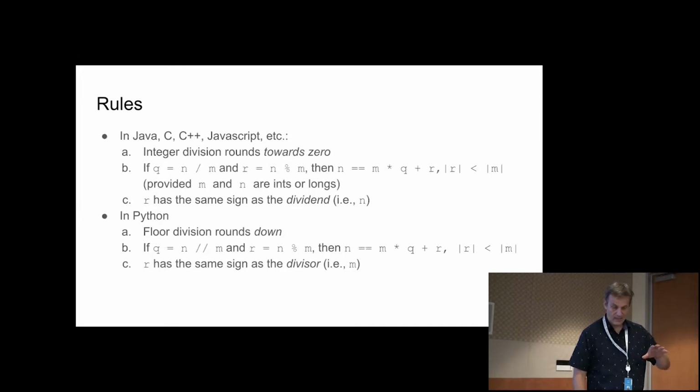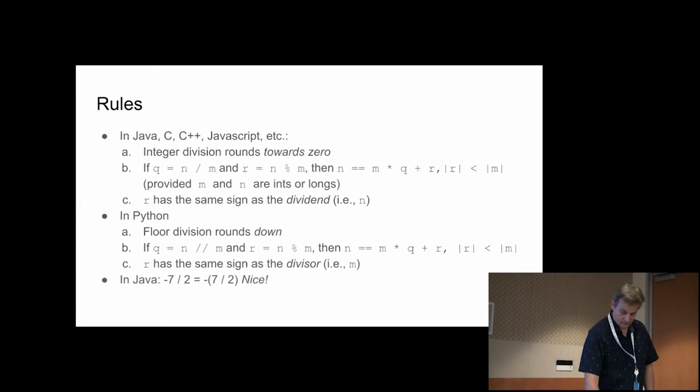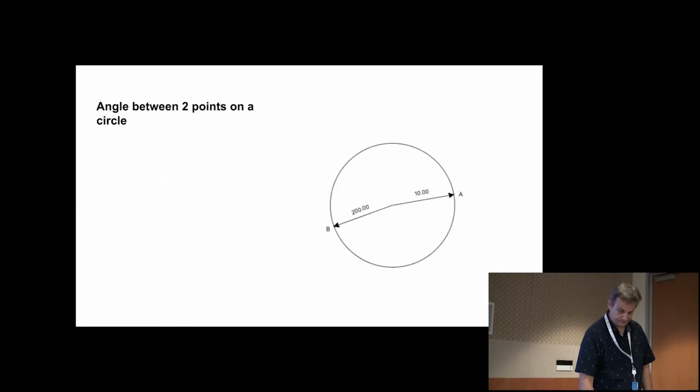You can't take A from Java, combine that with C from Python. They don't go together. So what does this entail? So let's go through an example.